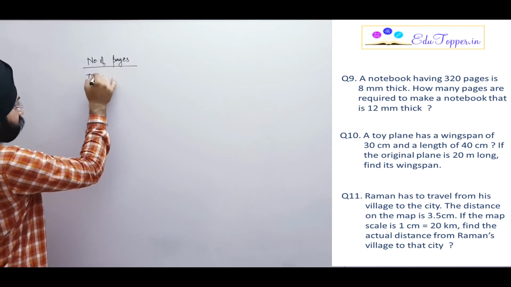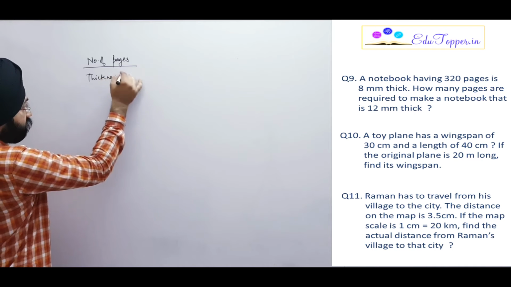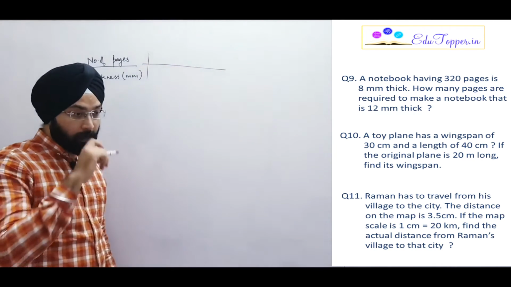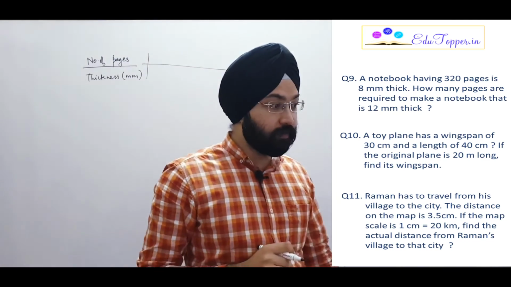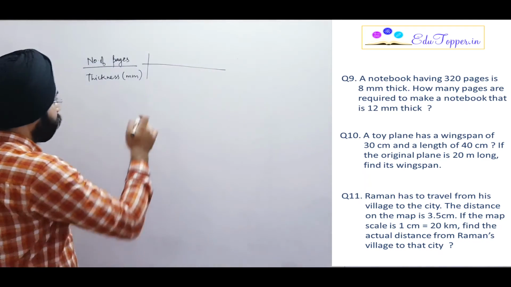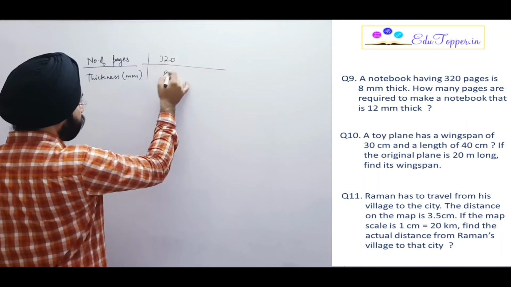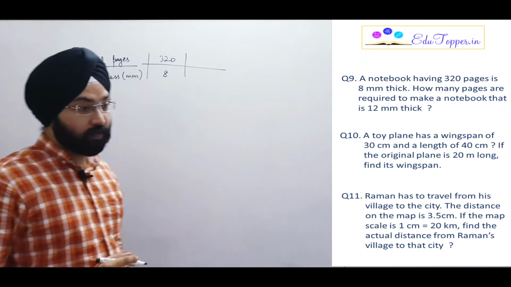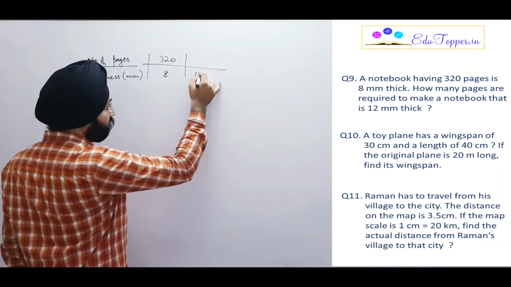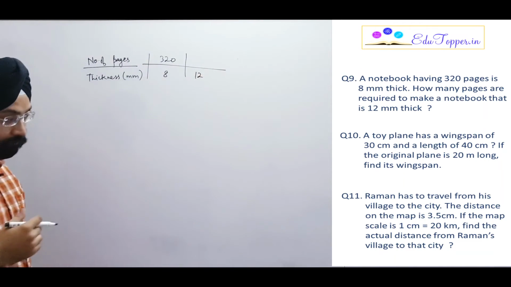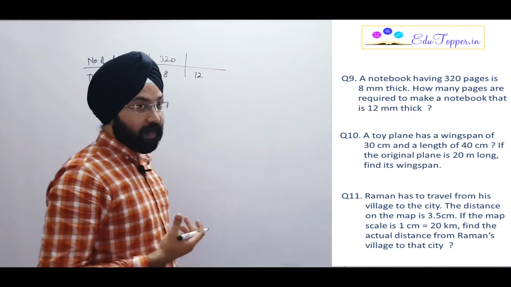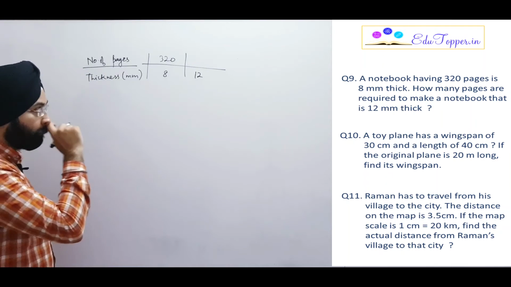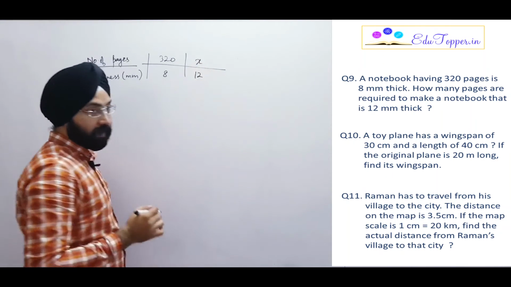and thickness is given in millimeters, right? So a notebook having 320 pages is 8 millimeters thick. When the number of pages is 320, the thickness is 8 millimeters. If the required thickness is 12 millimeters, what is the number of pages that the notebook will have? Okay, so let's assume that the number of pages is X.